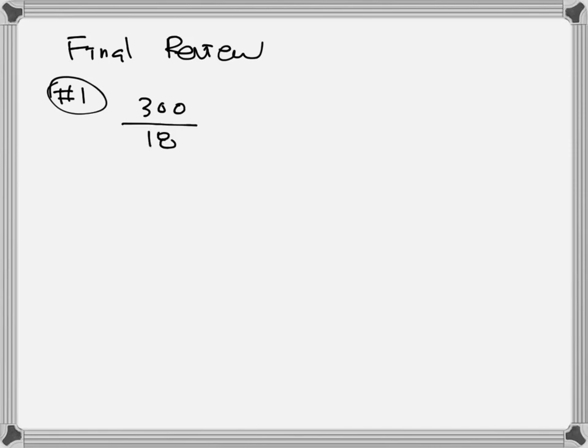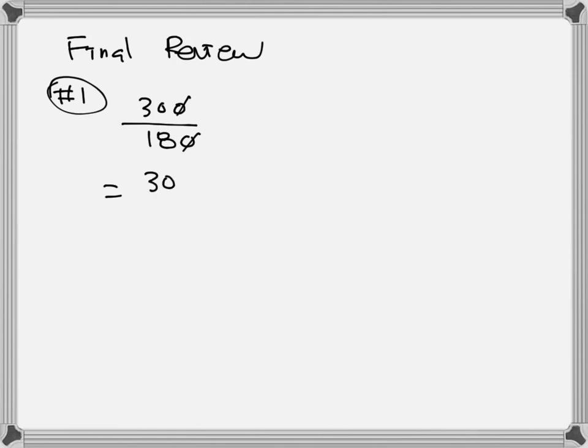Okay, so let's do the final review. Let's look at question number 1. Here we have 300 over 180. Here, I want us to reduce and simplify. So first, let's cancel out the 0 because 0 and 0 cancel out.